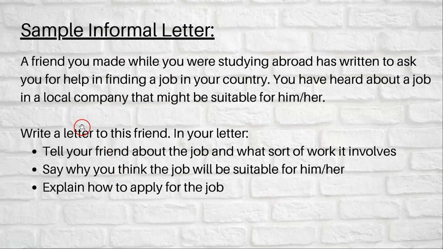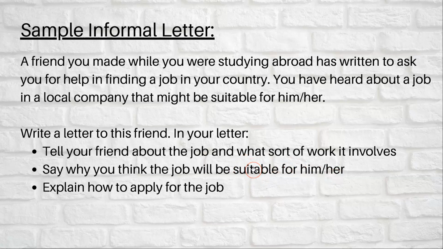So you will start this letter by writing the purpose just like we did in the formal letter, and then you should make a separate paragraph for each bullet point. Tell your friend about the job and what sort of work it involves. So be specific, give details, what kind of job have you found for your friend. Then say why you think the job is suitable for him or her. So this point has more to do with your friend because the job is suitable for him or her.